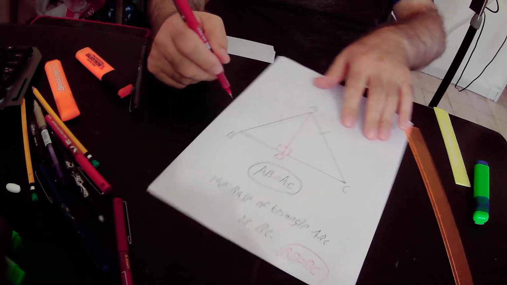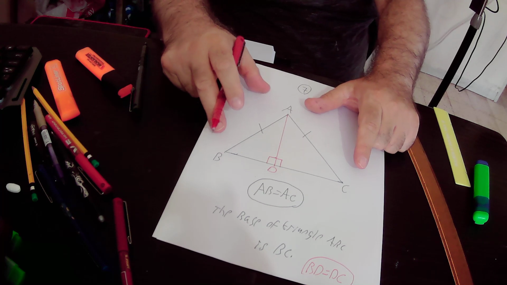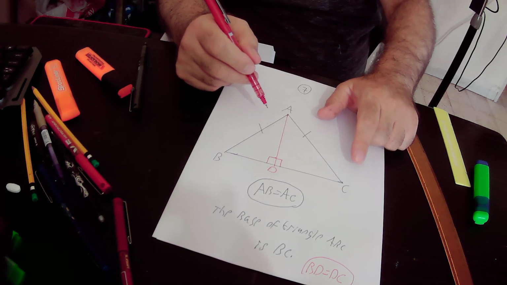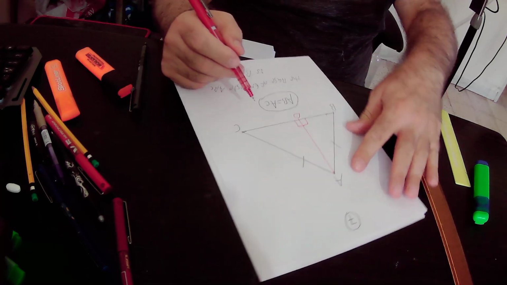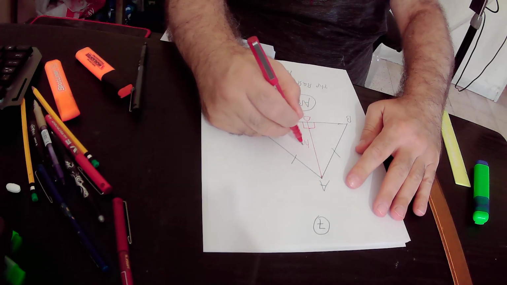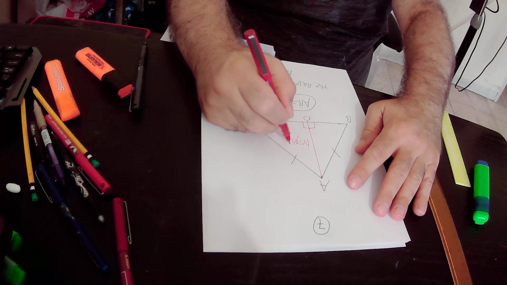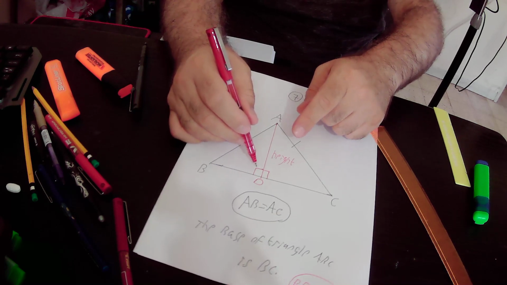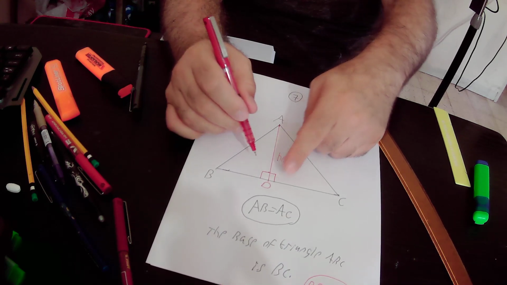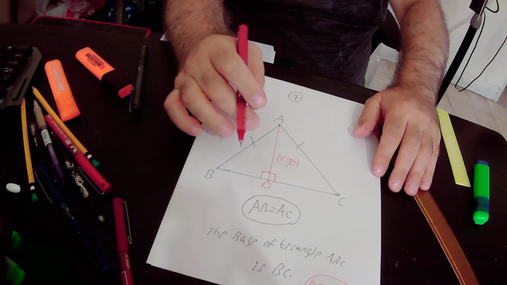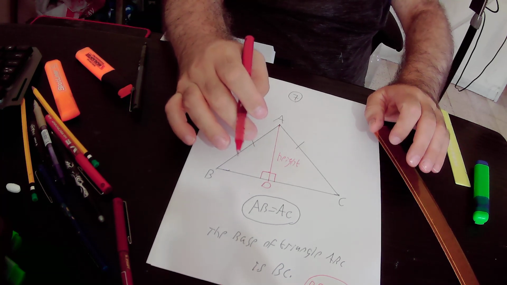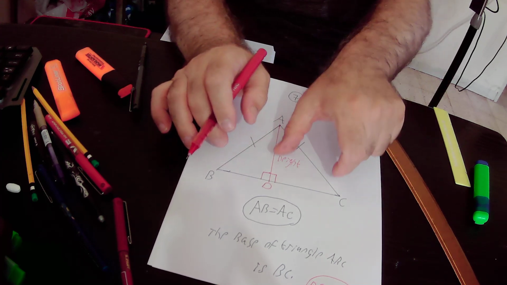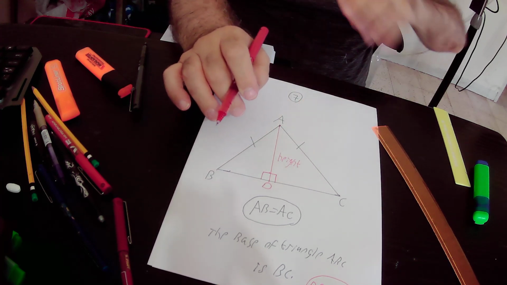Again, if we have isosceles triangle ABC and we draw the height, the red straight line is the height to the base, and the height to the base always creates 90 degrees with the base. This angle is 90 degrees, and this angle equals 90 degrees. According to rule number 3, the height divides the base BC into two equal parts. That is to say, BD equals DC. Okay?